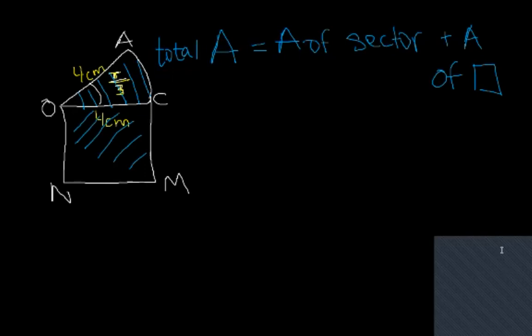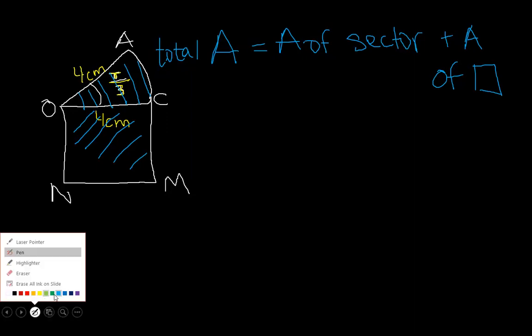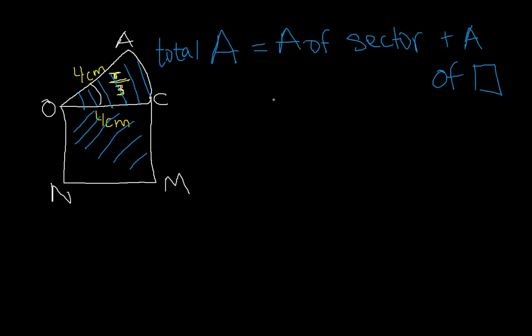Everybody following so far? Yes, miss. How do I go about finding the area of the sector? Well, we know a formula. When the angle is in radians, like this, pi on 3, I know the formula to find the area is a half r squared theta. And then I also know that the area of a square is side by side.